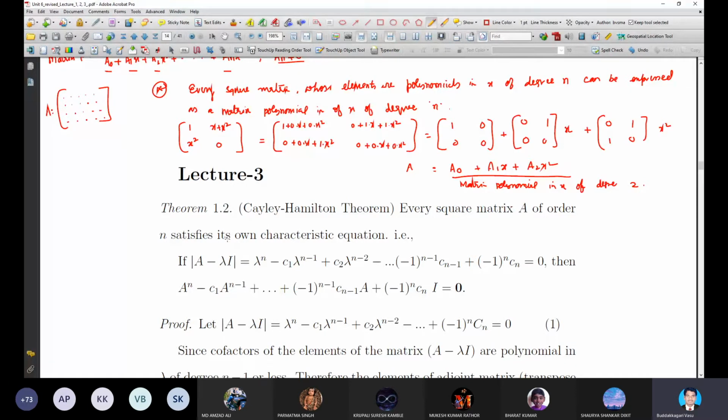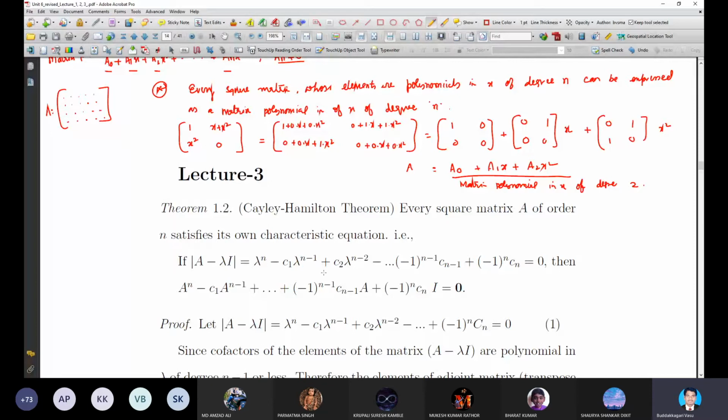So that determinant of A minus lambda I results in a polynomial in lambda of degree n that has the terms like this: lambda power n minus c1 into lambda power n minus 1 plus c2 into lambda power n minus 2 and so on, plus minus 1 whole power n minus 1 into c(n-1), plus minus 1 whole power n into cn is equal to 0. The determinant will give you this form, where all the c's are constants. This is the characteristic equation, a polynomial in lambda, right?